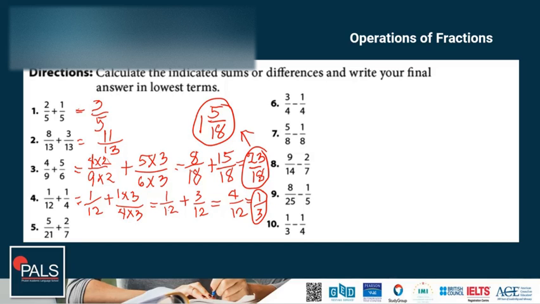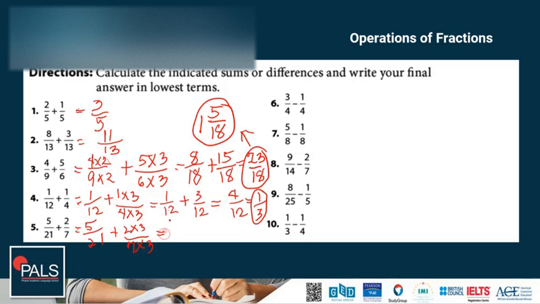Number 5, 5 over 21 plus 2 over 7. The denominators are different, so we need to find the common denominator. And since 21 can be divided by 7, let's use 21 as the common denominator. So we have 5 over 21 plus 2 times 3. You will find out why 2 times 3, because 7 times 3 is 21.